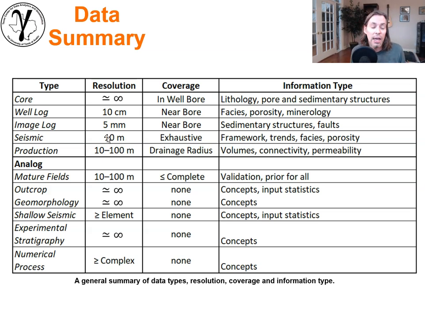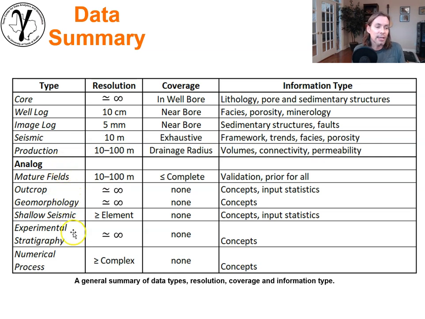Tens of meters, and aerial extent often hundreds of meters in the horizontal direction. Coverage is now exhaustive, so what you lose in resolution you gain in coverage, and you can see the framework, the trends, facies structure, maybe facies and porosity if you are ground truthing with available logs and core information. Production information, well, a much lower resolution. Again, really, the coverage is only drainage radius around producing wells, but it's telling you about overall volumes, pore volumes with fluids and connectivity, and a very gross measure of permeability.